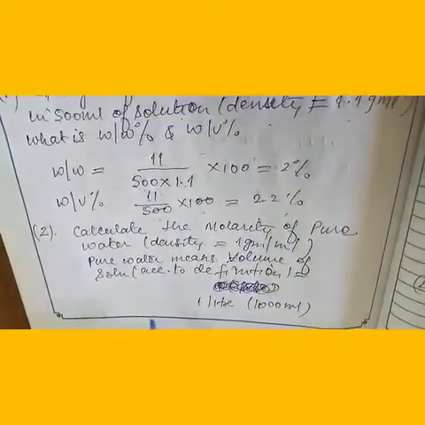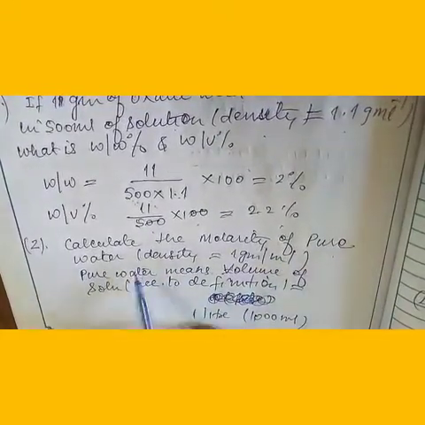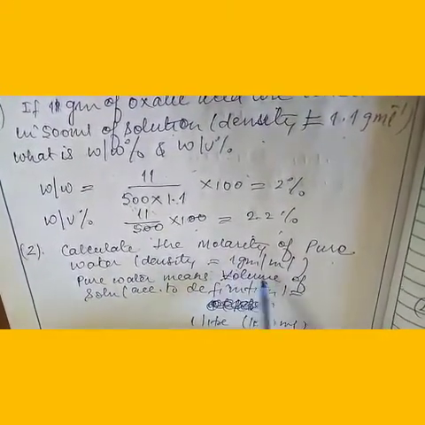After that we are coming to the next question: calculate the molarity of pure water if the density is 1 gram per ml.